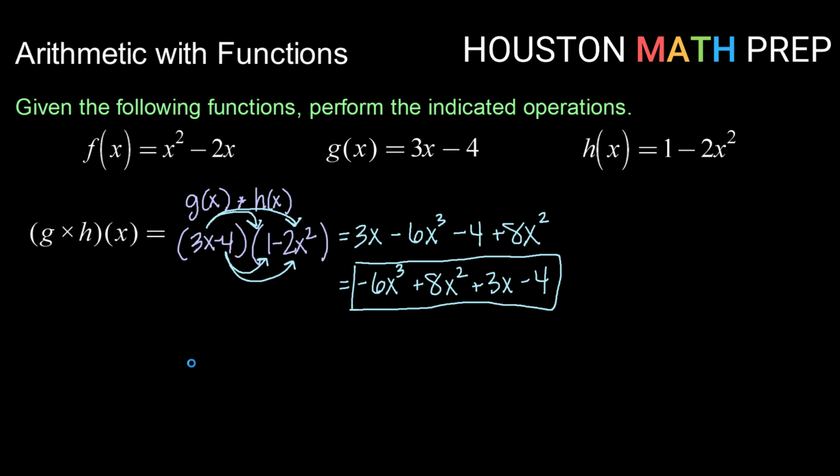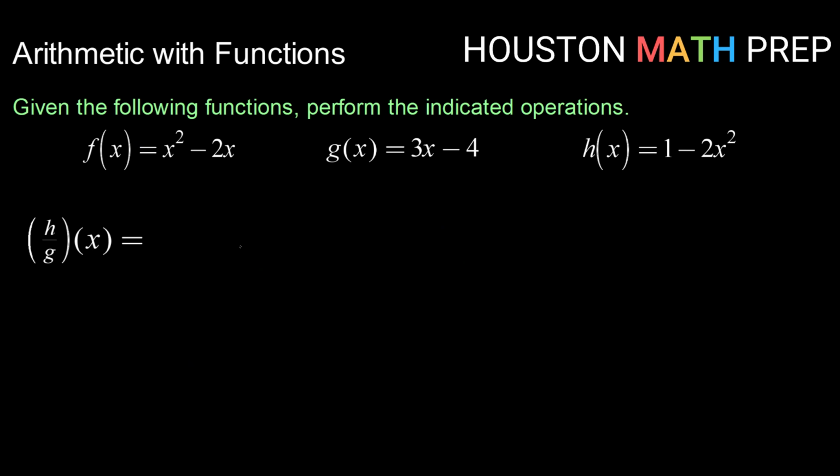All right, last but not least, let's look at creating a quotient. Given our same f of x, g of x, and h of x, let's look at creating h over g of x. I know by formula that that will be h of x divided by g of x. So I'll take all the terms in h of x, 1 minus 2x squared, and I will place that over all the terms in g of x, or 3x minus 4. If there's any simplification to be done, we could do that. Here there is not. So this would be our result.